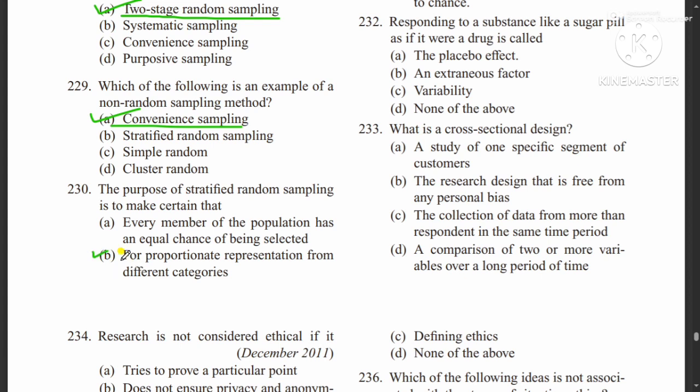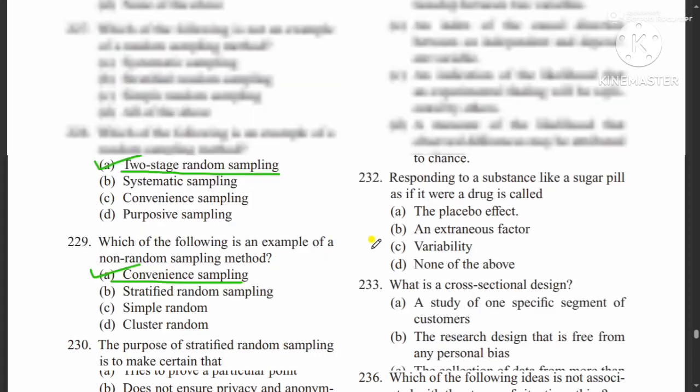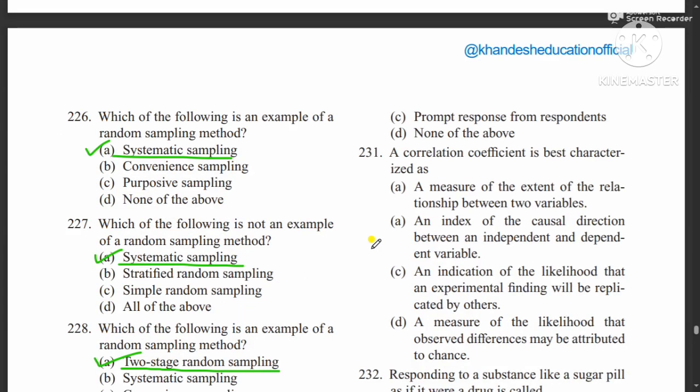The purpose of stratified random sampling is to make certain that, option B, there is proportionate representation from different categories. Next, a correlation coefficient is best characterized as a measure of the extent of the relative relationship between two variables. Correlation. Option A is correct.